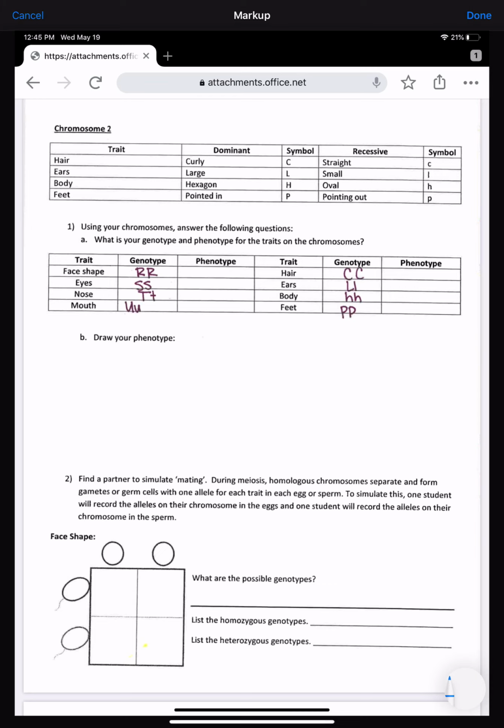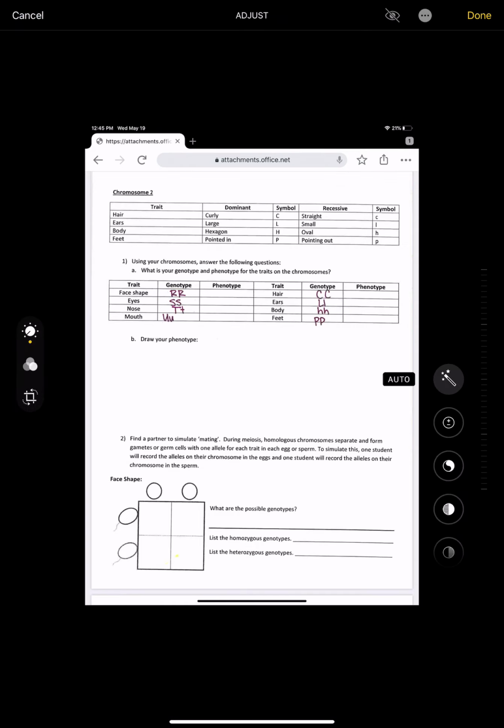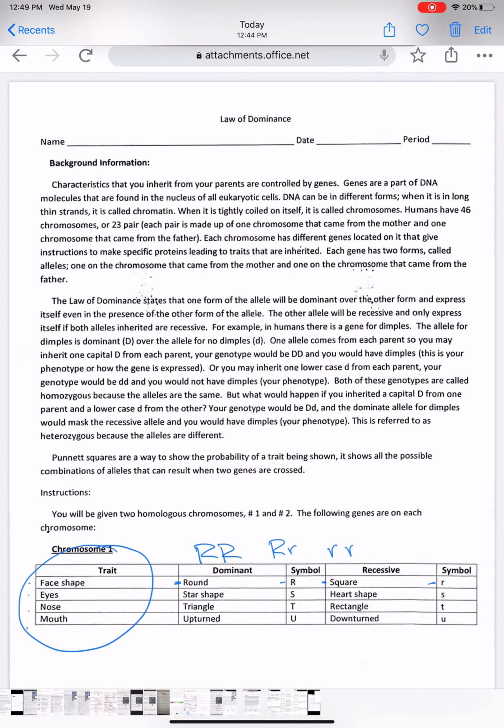But number 1, it says using your chromosomes, answer the following questions. So if you are at home, I cannot give you the little popsicle sticks that I have all this information written on. So I went ahead and just gave you genotypes that you're going to work with, okay? So what you're going to be doing is looking at the genotype and telling me what the phenotype will be. So like we did on the last page, RR, capital R, is going to be, let me go back, is going to be round.